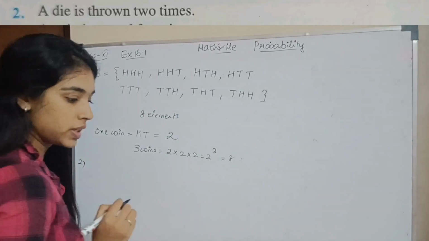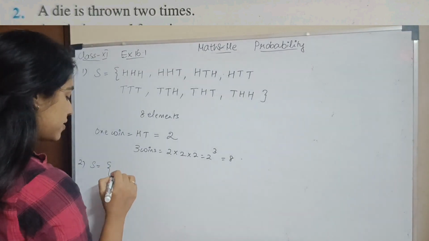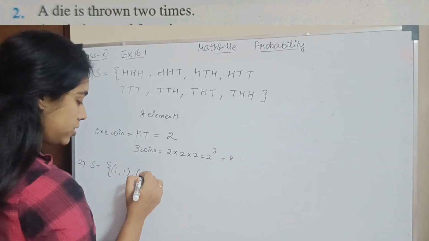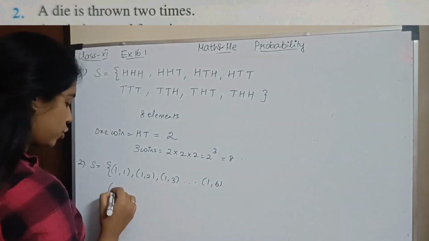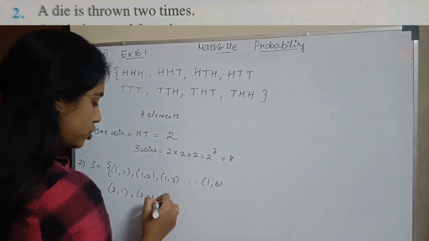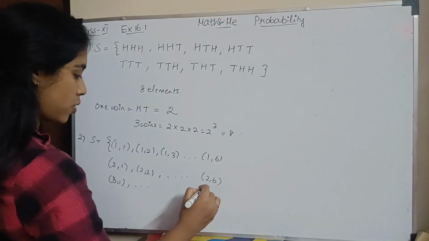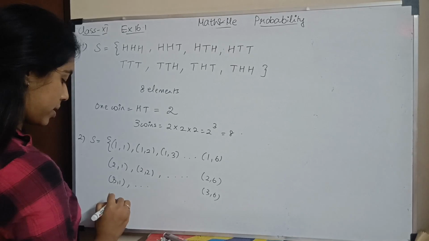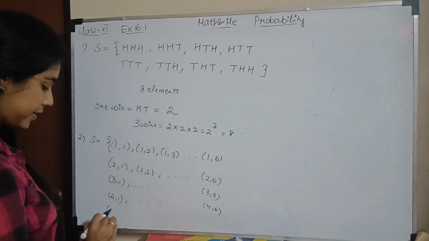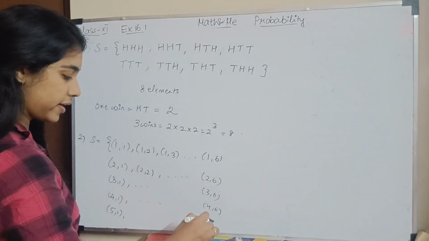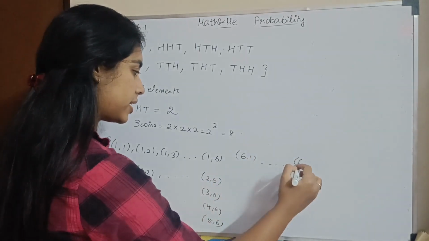Question number 2. A die is thrown 2 times. So what is your sample space? First 1 vandaduna, you can get a 1, 2, 3 and so on until 1, 6. 2 vandaduna, 2, 1, 2, 2 and so on until 2, 6. Then 3, 1 and so on 3, 6. 4, 1 so on 4, 6. 5, 1 and so on 5, 6. Last line la 6, 1 and so on until 6, 6.